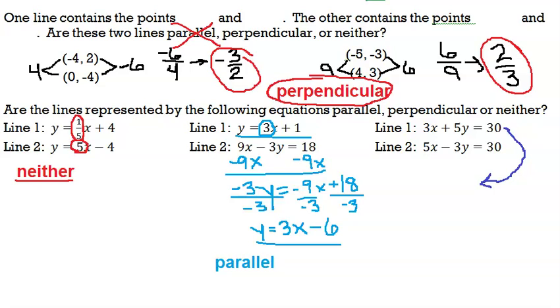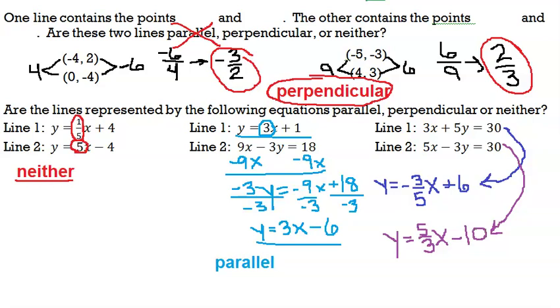All right, so obviously we're getting kind of close to our limit here, so I'm going to just cut to the chase. If you were to solve for y in the first example, you would get y equals -3/5 x plus 6. You would have to subtract 3x from both sides and then divide both sides by 5. If you were to try the other one, you would end up getting y equals +5/3 x minus 10.